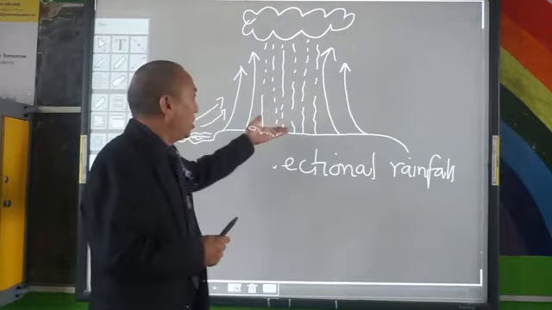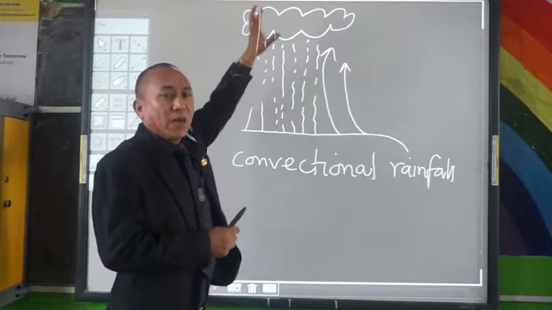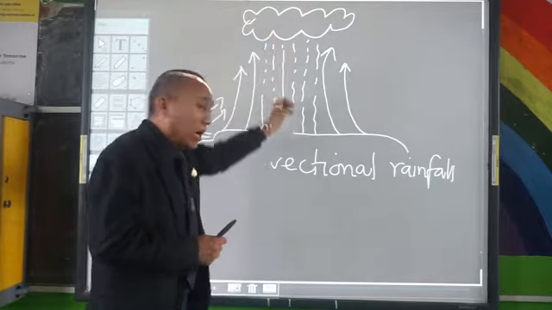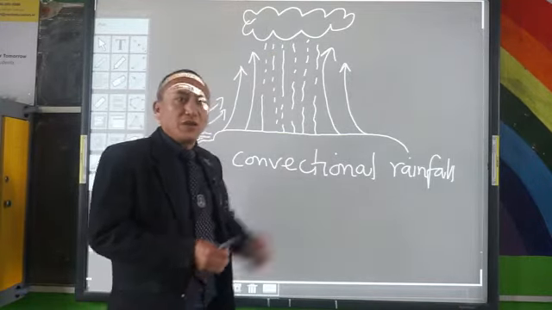Because of the high temperature, the warm air rises up, and as the warm air goes higher and higher up, condensation takes place, clouds are formed, and these clouds release the water down in the same area, whereby we have what is called a convectional rainfall.